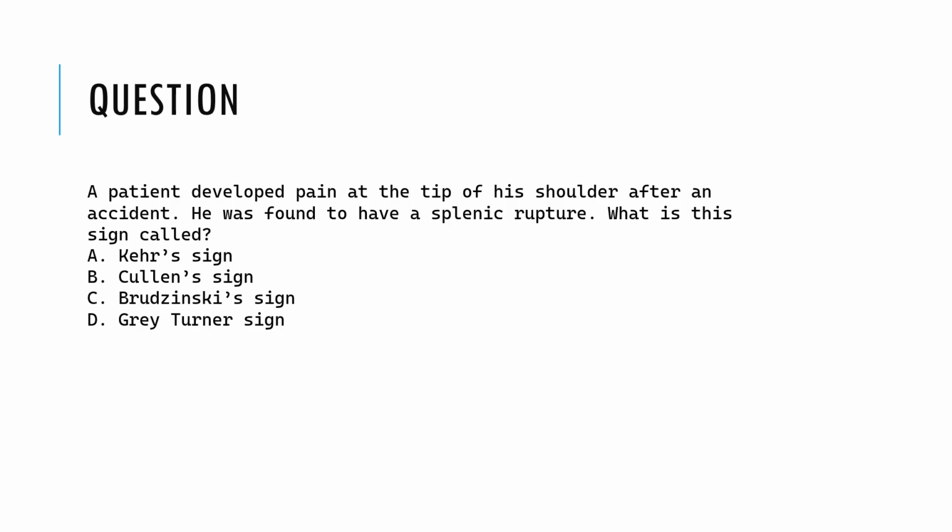And here is one question. We'll see the answer at the end of this discussion. A patient developed pain at the tip of his shoulder after an accident. He was found to have a splenic fracture. What is this sign called? Kerr sign, Cullen sign, Brudzinski sign, Grey Turner's sign. If you know the answer, you can comment or keep it in mind. We'll disclose the answer soon.